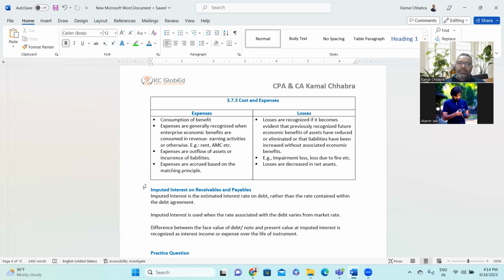And losses are a decrease in the net assets. So we all know generally what expenses are and what things are to be considered a loss. Just a reiteration of what you already know.